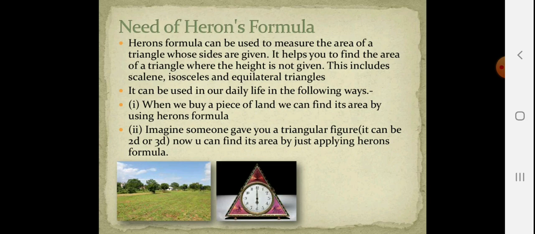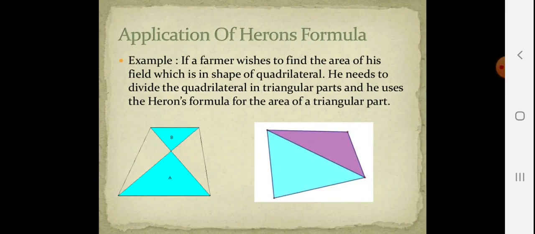It can be used in our daily life in the following ways. When we buy a piece of land, we can find its area by using Heron's formula if that land is in triangular form. Number 2, imagine someone gave you a triangular figure. It can be 2D or 3D. Now you can find its area by just applying Heron's formula. As an application of Heron's formula, if a farmer wishes to find the area of his field which is in the shape of a quadrilateral, he needs to divide the quadrilateral into triangular parts and use Heron's formula for the area of each triangular part.